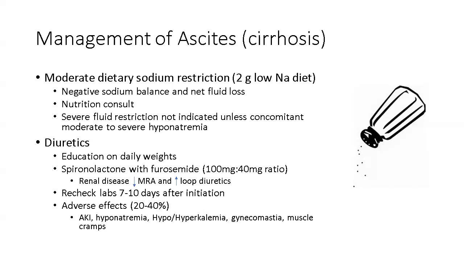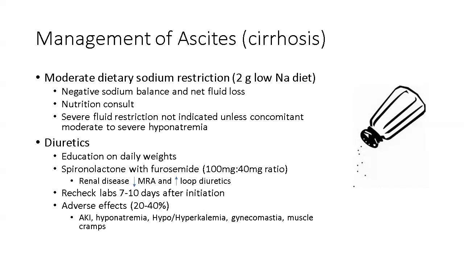If it is a very first episode of ascites, there's a study that shows spironolactone alone may be sufficient. If they have long-standing or recurrent ascites, then you're going to need the combination of spironolactone, a mineralocorticoid receptor antagonist, with a loop diuretic. The ratio to remember is 100 of spironolactone to 40 of furosemide.